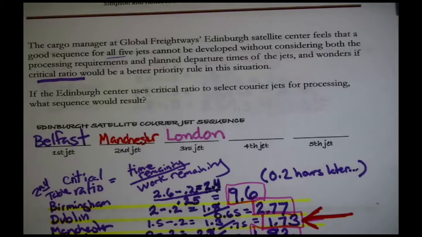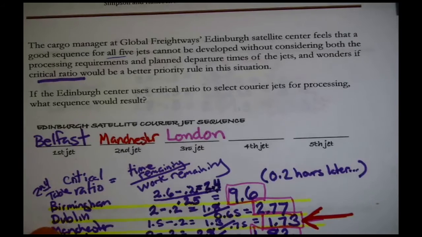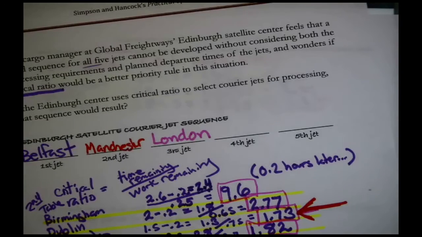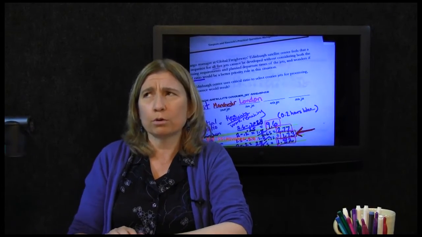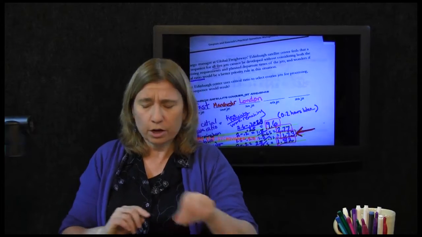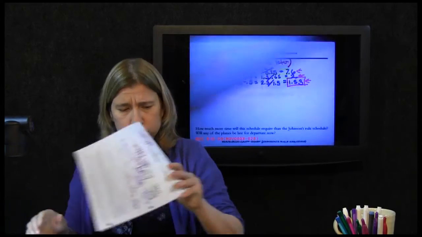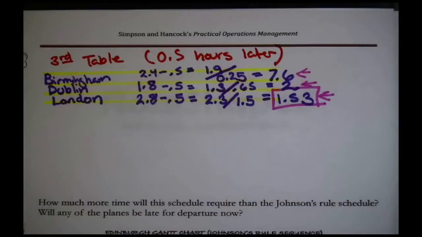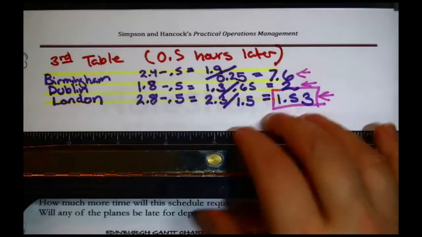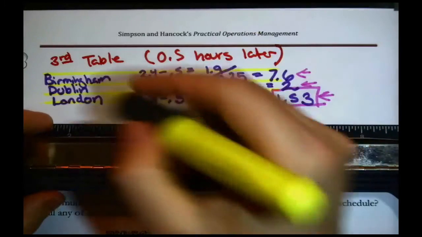I have to pick between Birmingham and Dublin, and I have to determine then, well, what would the critical ratio be? How much later in time? If we're working on London, I'm looking at the original data. London's an entire hour to unload, it says in the data. So I've got to age the ratios now another hour further to see who's smaller.